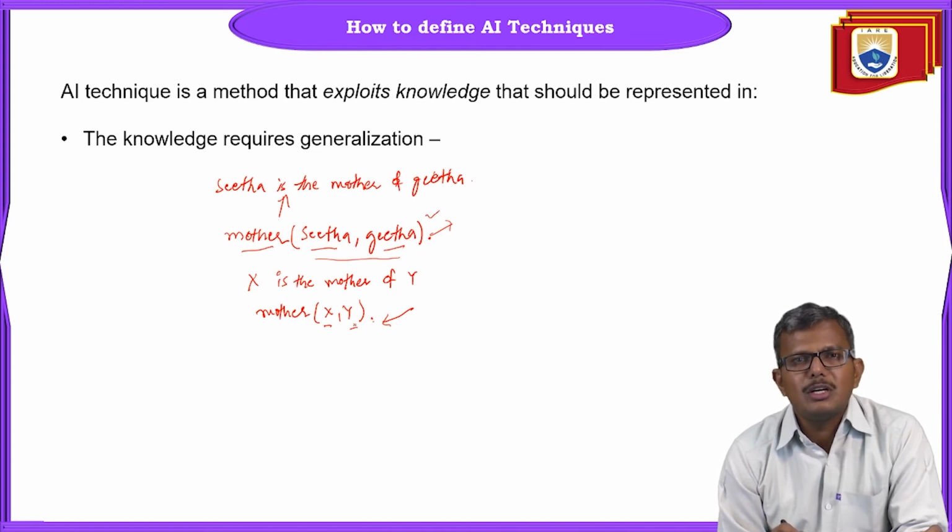Every time you are trying to represent the knowledge, your concentration should be on representations in this way. You cannot go for the specific one.